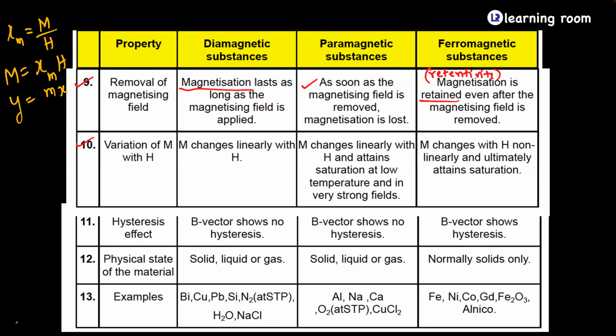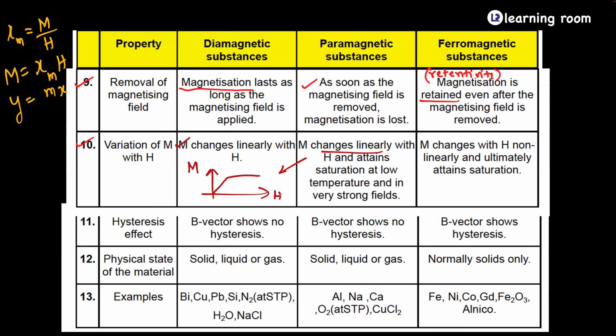So what is going to happen here is, for a diamagnetic substance, M changes linearly with H. For a paramagnetic substance also, M will change linearly with H, but after a certain point, it will attain saturation. In the sense, if I draw the graph for this, then the graph will look like this. It will be straight. After a certain point, it will attain saturation. When you draw the variation between M and H, M is the output and H is the input. Is that point clear? So M changes linearly with H and attains saturation at low temperature and in presence of very strong fields.